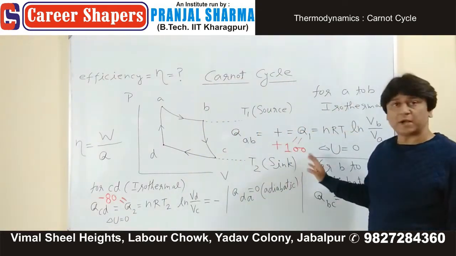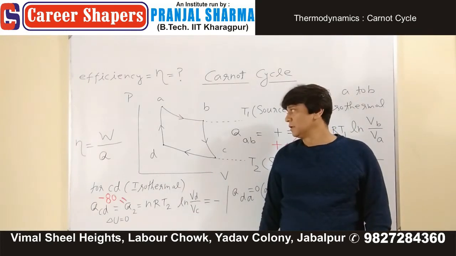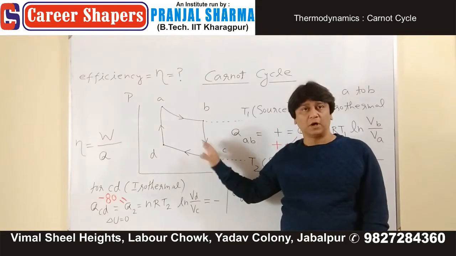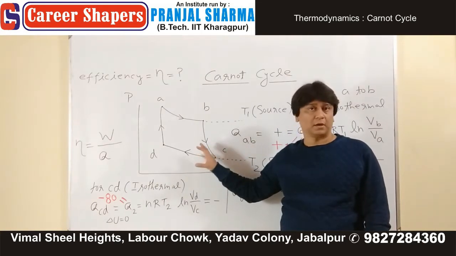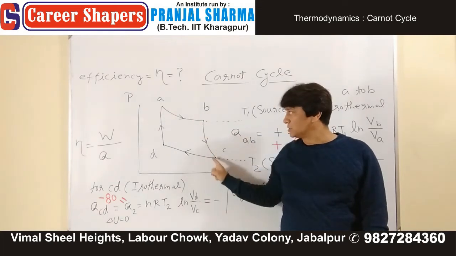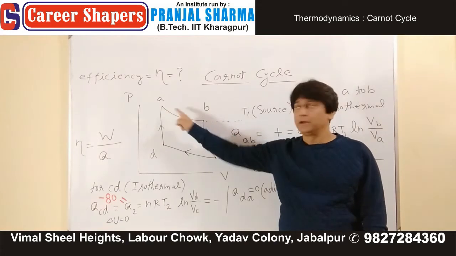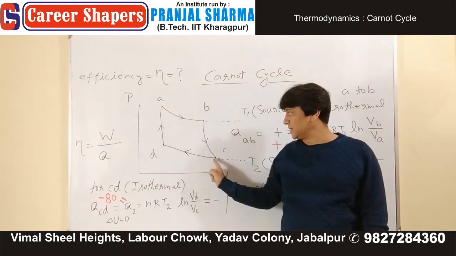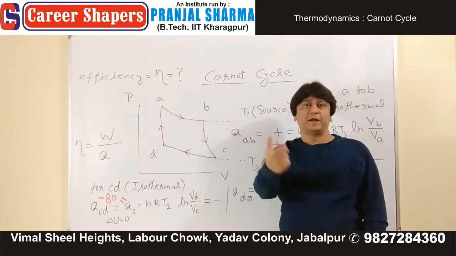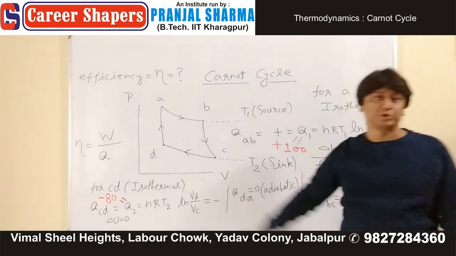So what is Q1? 100. And what is Q2? Minus 80. Find out the work done by the system for the entire process starting from A to B, then C, D, back to A. For the entire process, find out the work done by the system if Q1 is 100 and Q2 is minus 80.